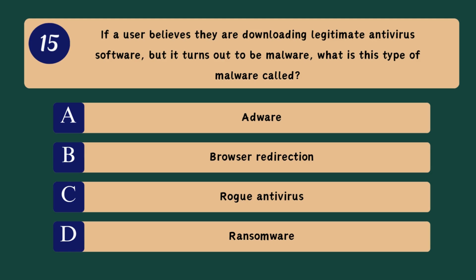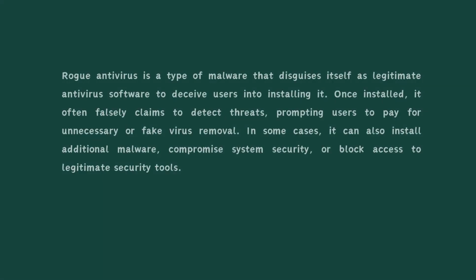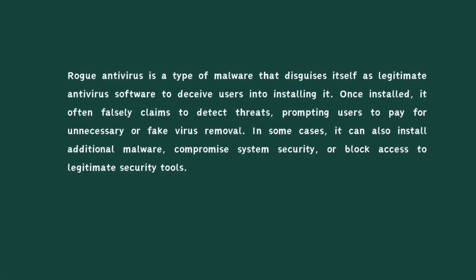Correct answer: C. Rogue antivirus. Rogue antivirus is a type of malware that disguises itself as legitimate antivirus software to deceive users into installing it. Once installed, it often falsely claims to detect threats, prompting users to pay for unnecessary or fake virus removal. In some cases, it can also install additional malware, compromise system security, or block access to legitimate security tools.